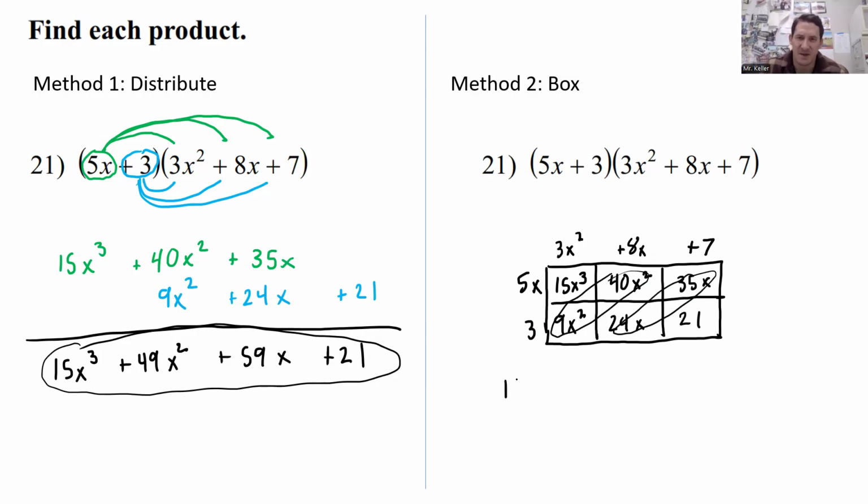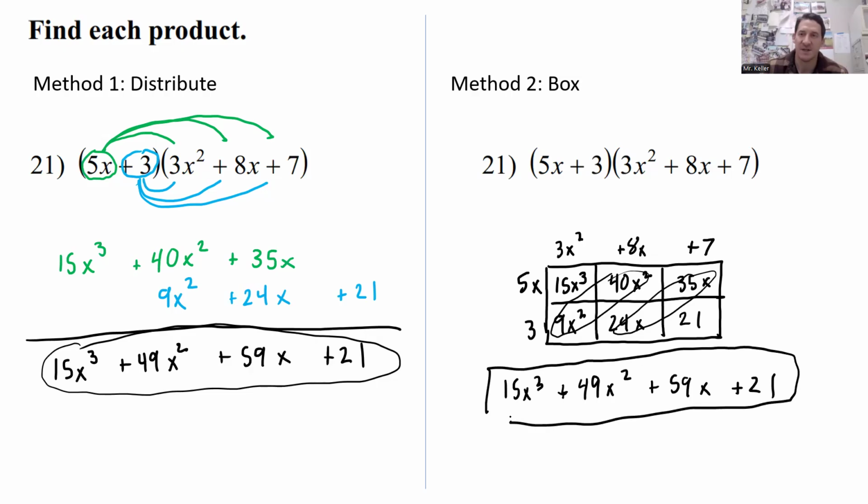So I'm going to bring down the 15x cubed. Here, 9x squared plus 40x squared is 49x squared. 24x plus 35x is 59x plus 21. Again, do not use both methods. Pick one and just use that one. It doesn't matter. Use which one you like the best.